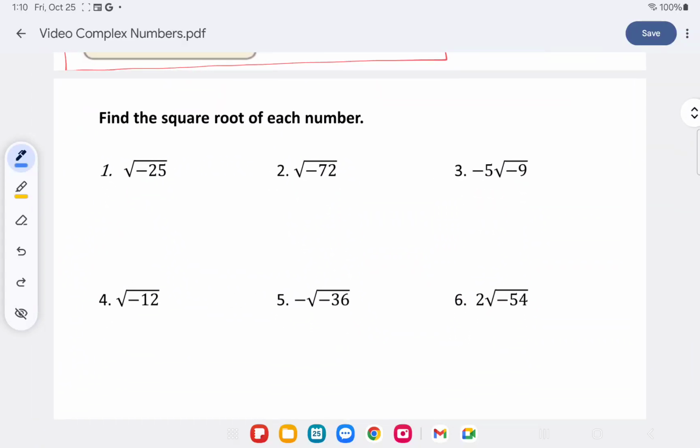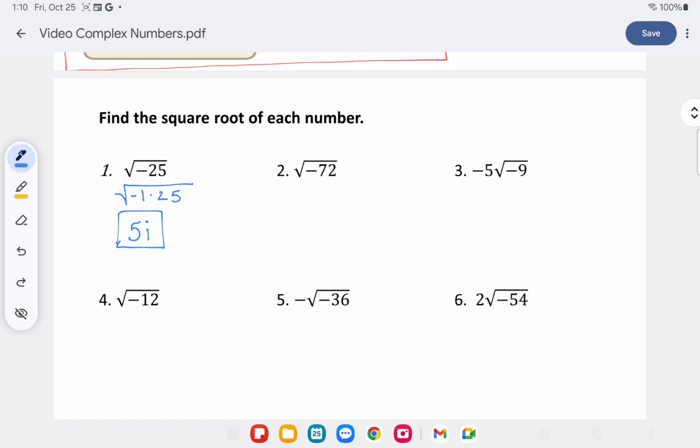So let's practice. If I take the square root of -25, we know the square root of 25 is 5. But how do I take the square root of -25? -25 is the same thing as -1 times 25. The square root of 25 is 5. The square root of -1 is i. So the square root of -25 is 5i.